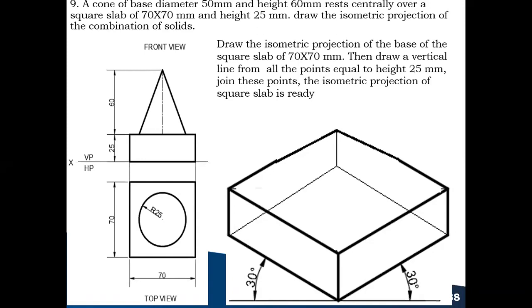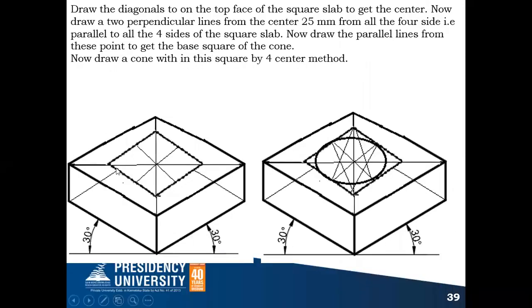So like this, you can draw the center, the diagonal, so that I can get the center like this. Now in many cases we have done. So how to draw the base of your cone? Okay, so now from this center you draw a parallel line to these two edges from the center.